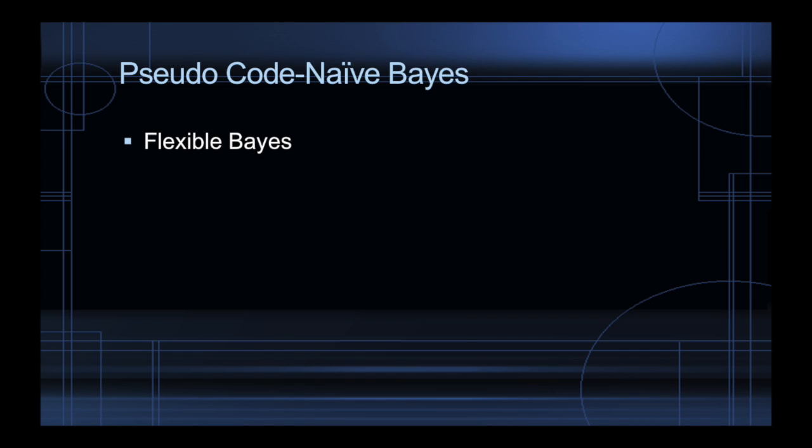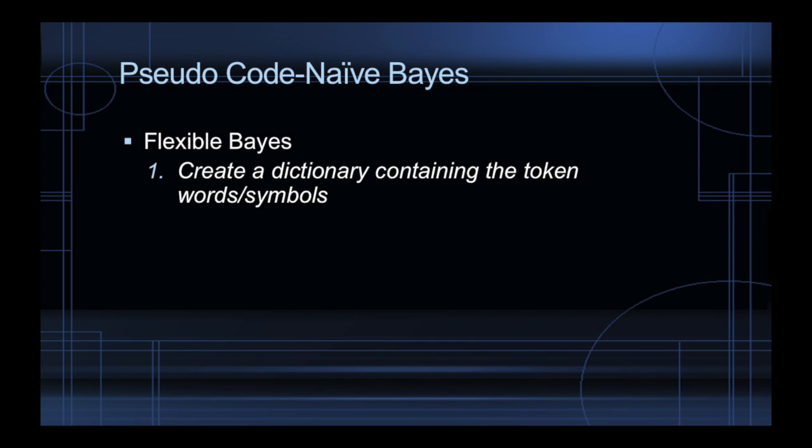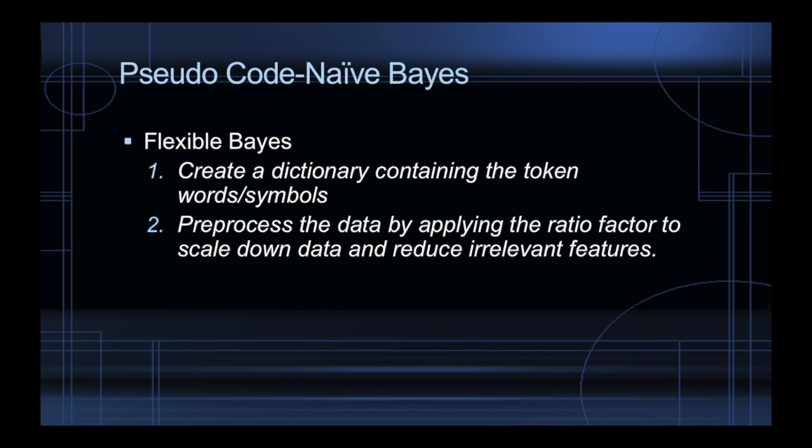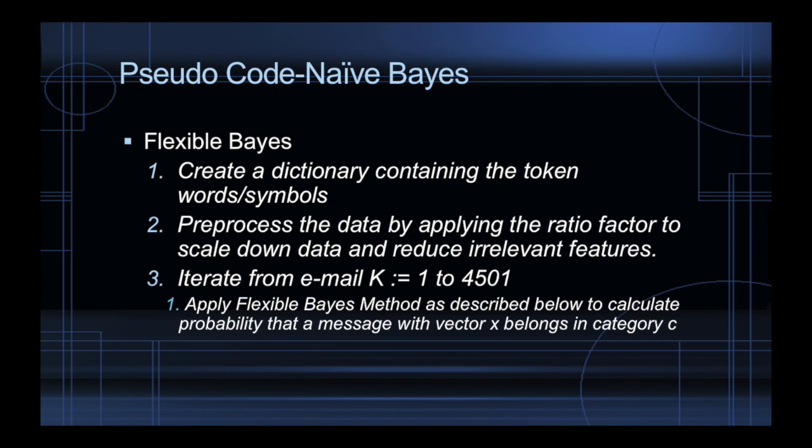In the first step of the algorithm, we would create a dictionary containing tokens, keywords or symbols that would be flags for spam that would be found in the emails. Second, we would pre-process the data in our 4,501 samples to scale it down and reduce irrelevant factors. Then we would iterate through the emails one by one and apply the flexible Bayes method to determine the probability that an email is spam.